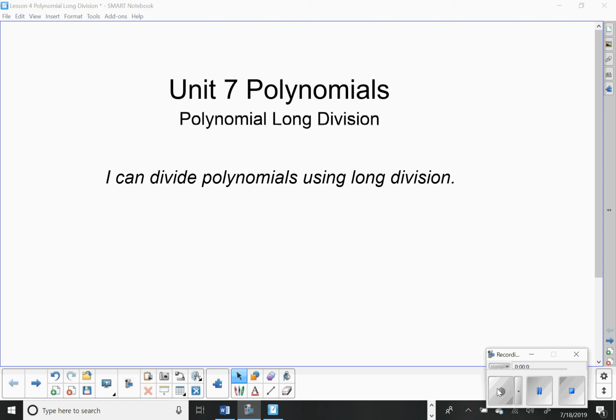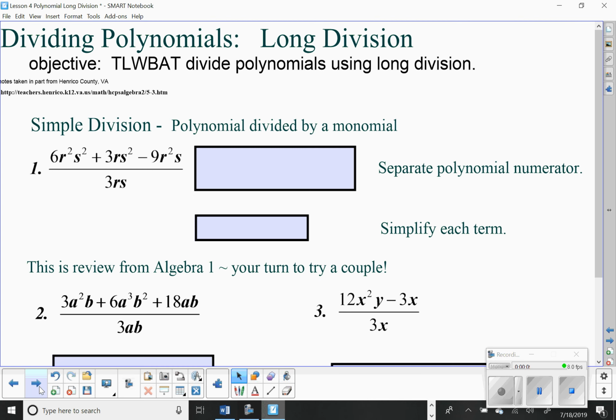Polynomial long division. You'll be able to divide polynomials using long division. Remember that from elementary school? Yeah. So, dividing, long division. Some of these are taken from Henrico County, although not a whole lot.